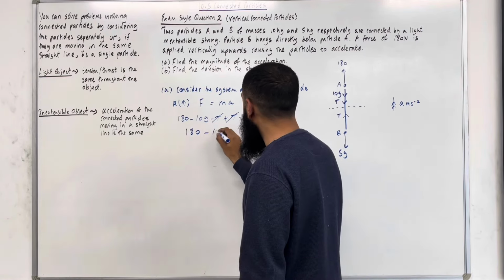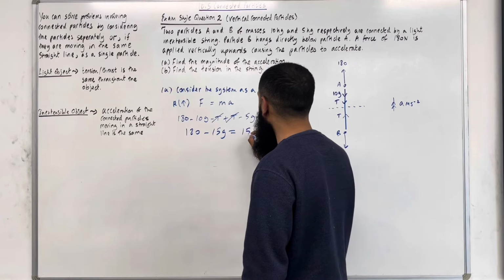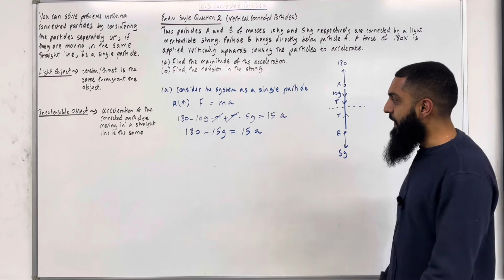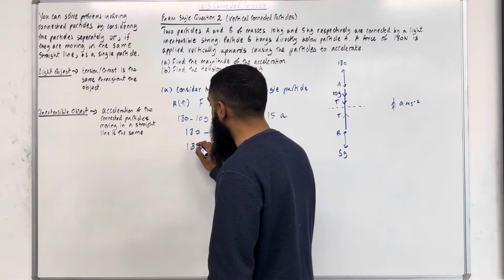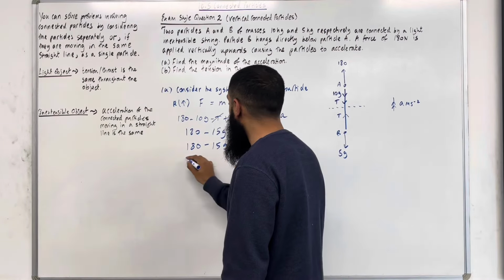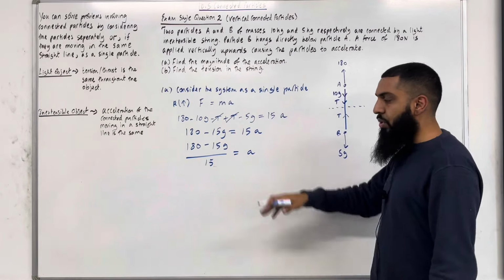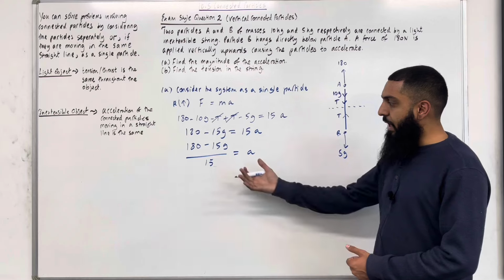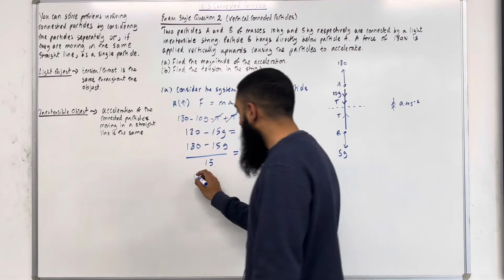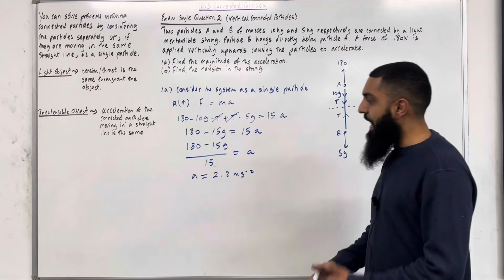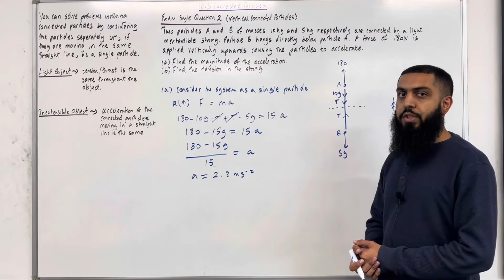So we have 180 minus 15g is equal to 15a. Now I can make a the subject in order to work out the acceleration. So I've got 180 minus 15g, divided by 15, is equal to a. I can substitute g equal 9.8 into the fraction, and if I do this, I get a is equal to 2.2 meters per second squared. So that there completes part A of exam style question 2.